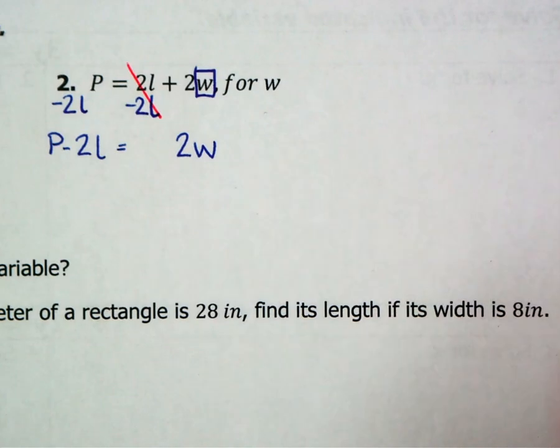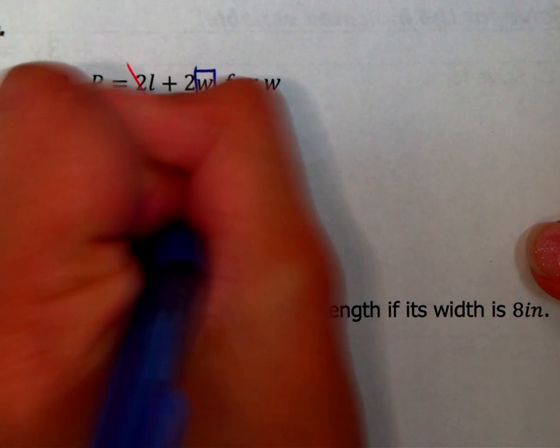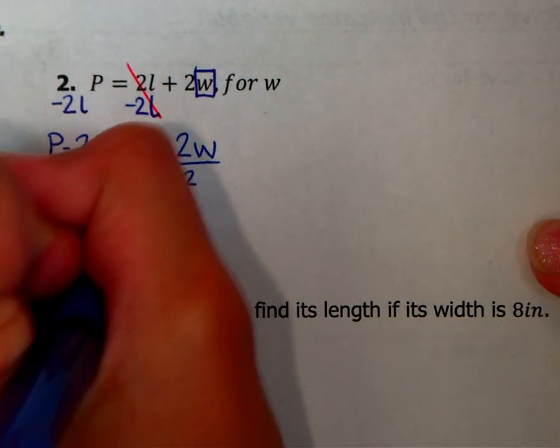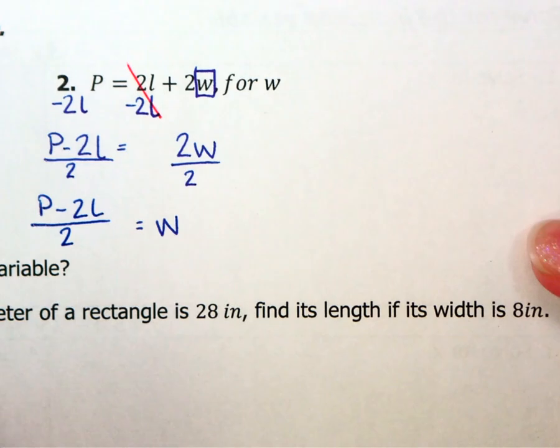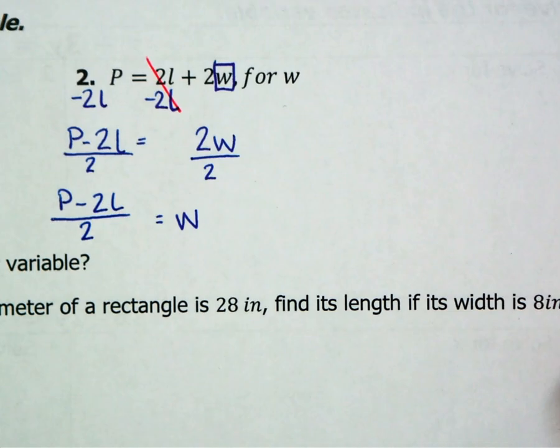Cancels over here, and we're left with P minus 2L equals 2W. Is W by itself? Is it isolated? No. What's the last step? Divide both sides by 2. So we've got P minus 2L over 2. You can simplify it further if you want to, but that's all that I'm going to require. If you have something different and you do divide everything by 2, I'll check your answer, make sure it works. Question. P divided by 2 minus L? Yes. Yep.